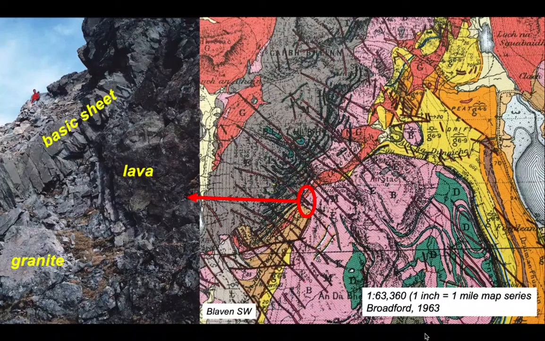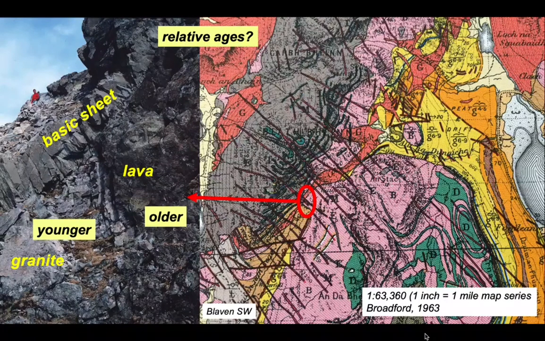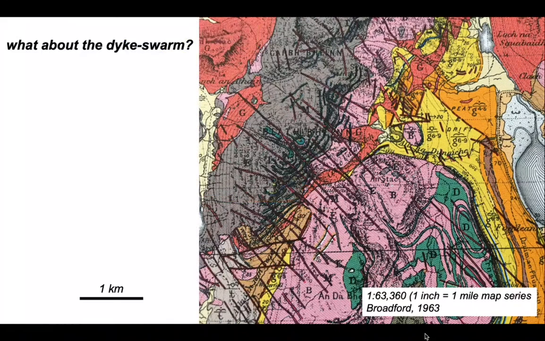Here is a lava, there's the granite, and there is a basic sheet. So what are the relative ages of these three units? Well, the granite intrudes the lava. So therefore the granite is younger than the lava. But what about the basic sheet? Well, the basic sheet cross-cuts both, so is the youngest of all. So therefore, in this outcrop, we can deduce a timing simply from these intrusive relationships. What about the dike swarm as a whole?